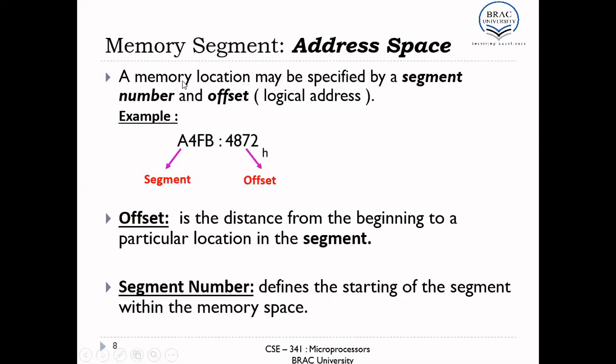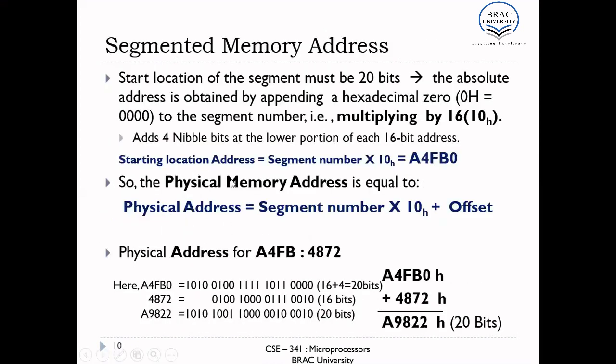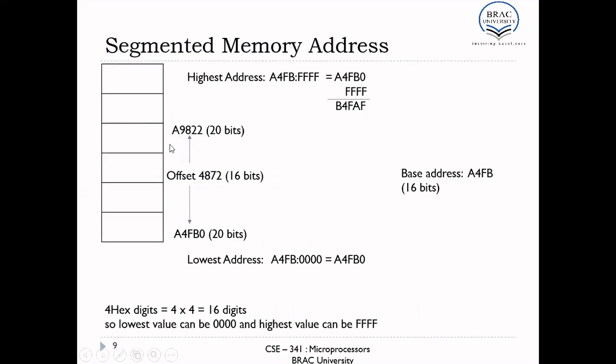Here, a memory location may be specified by a segment number and an offset. This is the notation of memory address representation of the 8086 microprocessor. That is, first is the segment number, then a colon, then another number, that is the offset, right? These values are called the logical address, and from this calculation we get the physical address. That means this is a physical address.